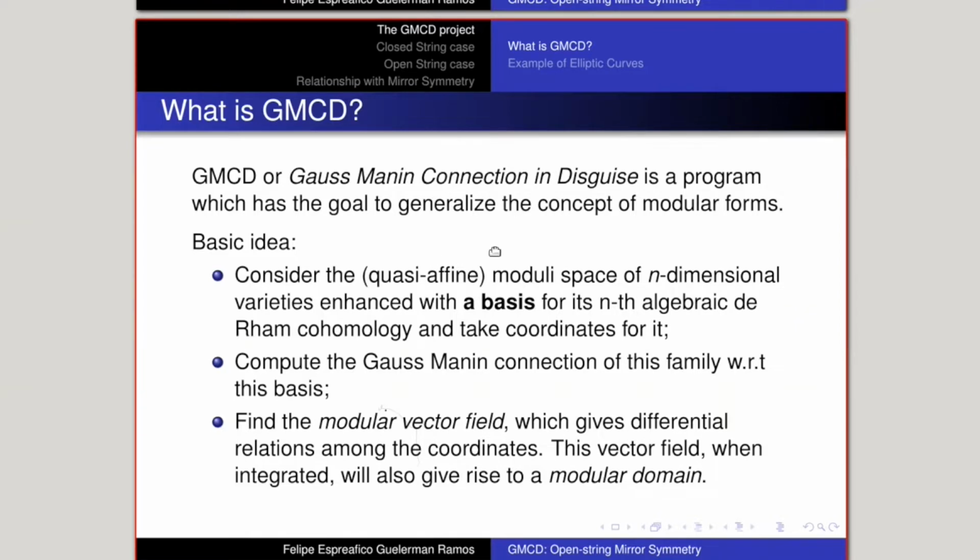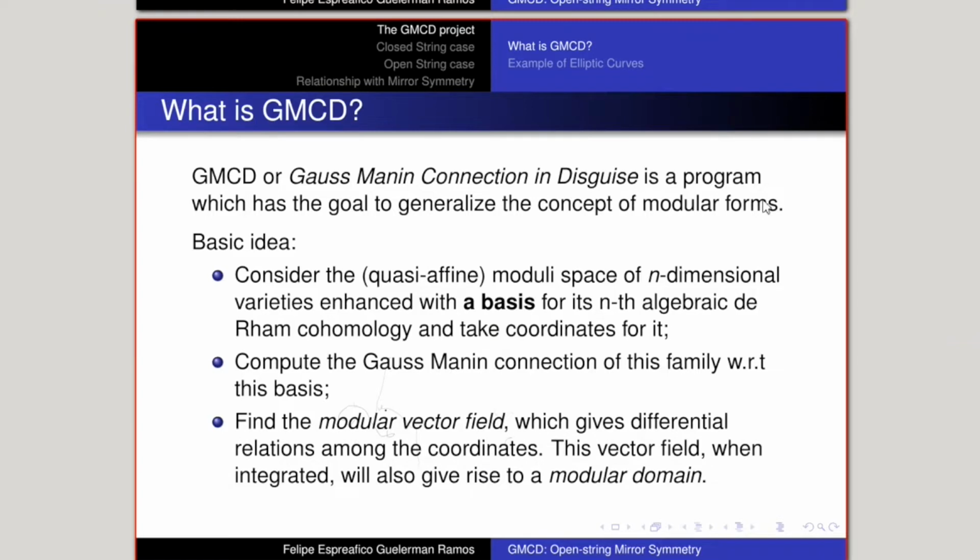So we have coordinates for these spaces, and then using the Gauss-Manin connection, we can compute a vector field. Recall that this is quasi-affine, so this vector field is very explicit. And this vector field will give us differential relations among the coordinates, right? So we will get a system of differential equations, and if we solve these differential equations, we are going to get some kind of q-expansions.